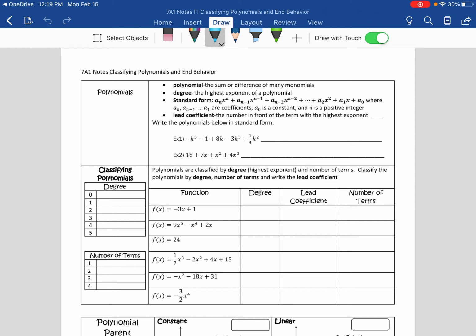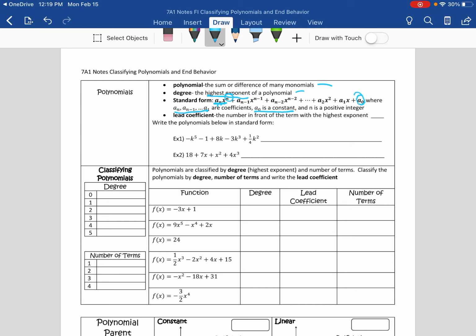Okay, so we're going to start polynomials now. A polynomial is the sum or difference of many monomials. The degree is the highest exponent. Basically what you need to make sure is that the term with the highest exponent is your first term. So this is called standard form because it goes from your highest exponent to your lowest exponent, which is the one that has no variable, that's called a constant.